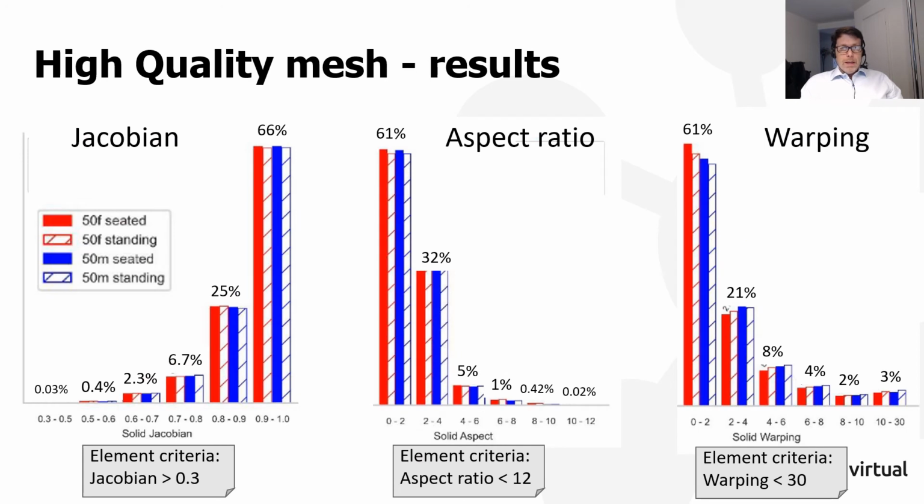And here we can see that we have a very good mesh. The solid red bars represent the baseline model, and the other bars the derivative models. We can see that the morphing to derivative models only marginally reduces the mesh quality. More than 97% of the elements have a Jacobian over 0.7, an aspect ratio less than 6, and over 90% of the elements have warping less than 6.